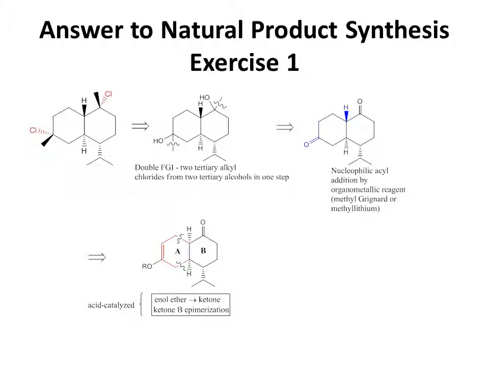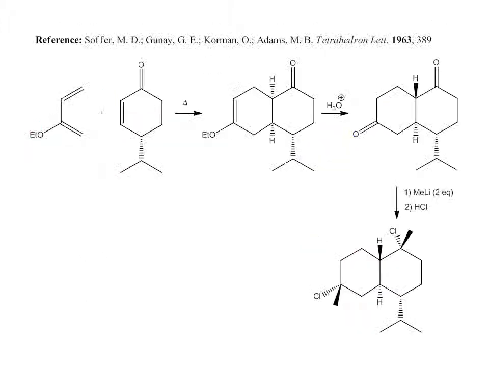The cyclohexene can now be disconnected to a diene and a dienophile. Here you are. See how the positions of the diene's partial negative charge and the dienophile's partial positive charge match up perfectly for the desired regioselectivity. Here is the actual published synthesis.